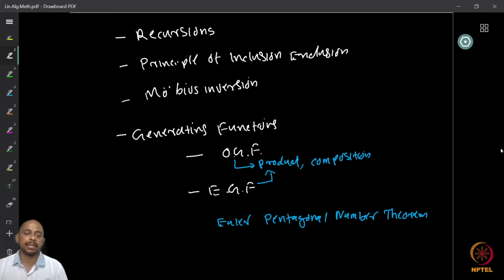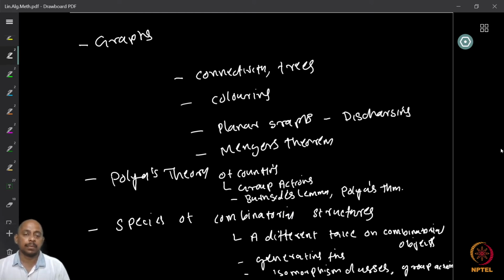Then we saw, as an application of the generating functions, that we proved the very famous theorem by Euler, Euler's pentagonal number theorem. Now, we then took a short visit to graph theory, where we did a quick overview of the basics like connectivity, trees, etc. Then we looked at the counting questions on this. And then we took a short introduction to graph coloring.